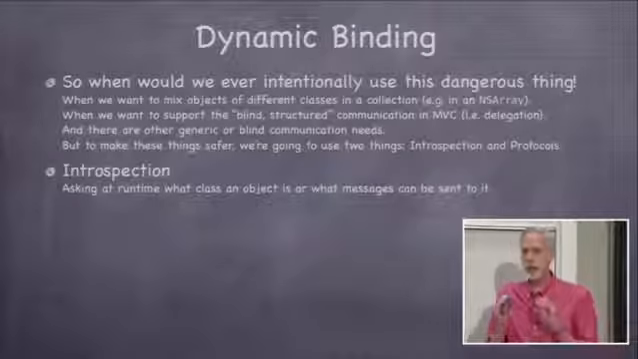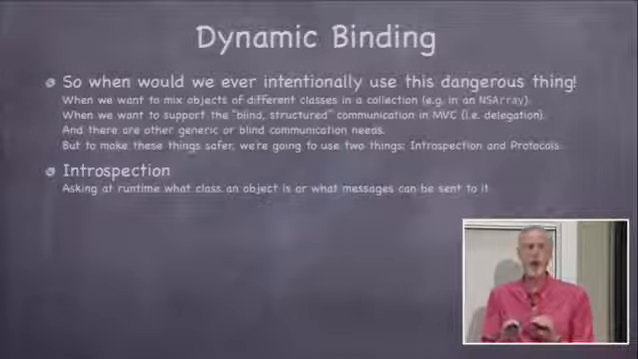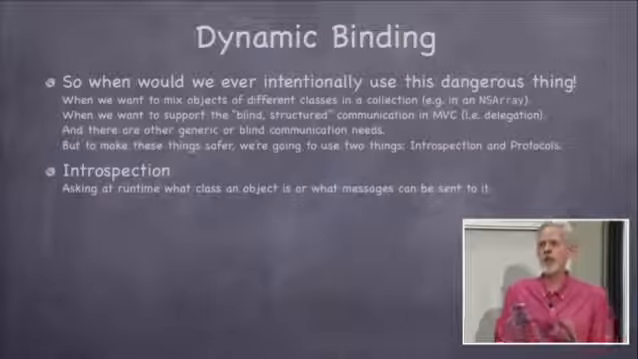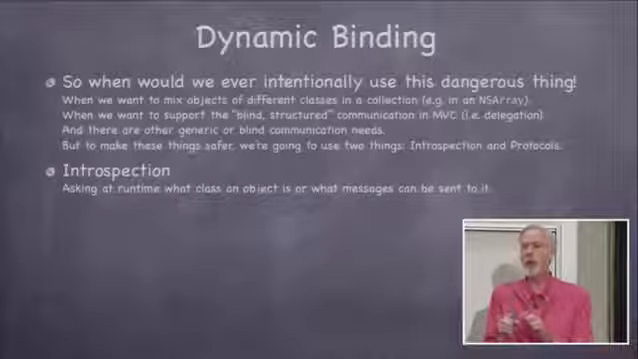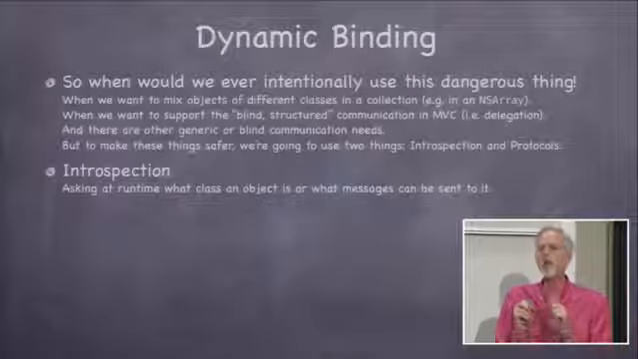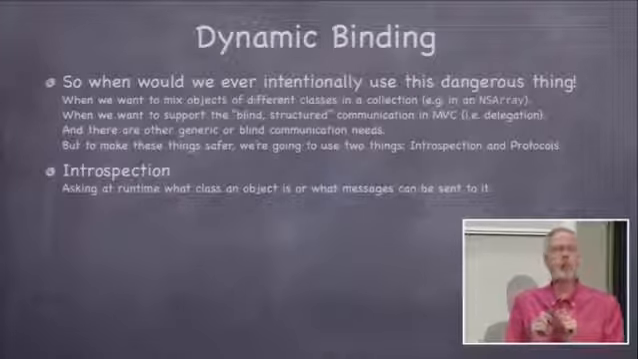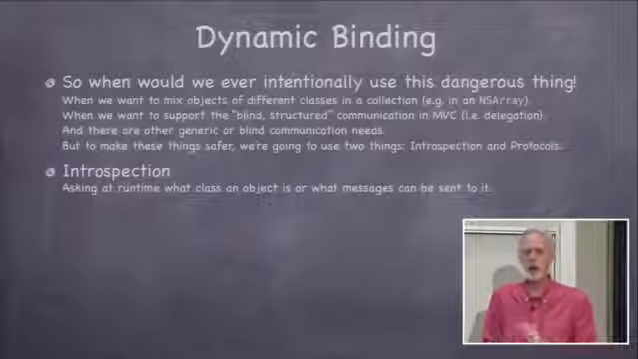However, we need to protect ourselves, and there are two big ways that we protect ourselves against ids. One is introspection, which I'm going to talk about in the next few slides, which is we can ask an id at runtime, what class are you, or what methods do you respond to? So that's a great way to protect ourselves.